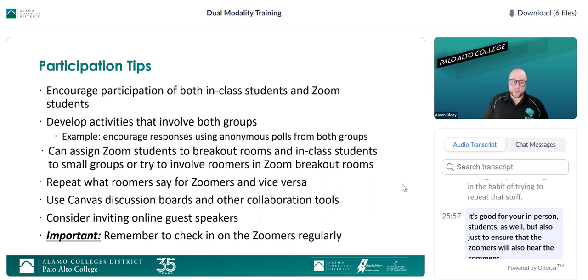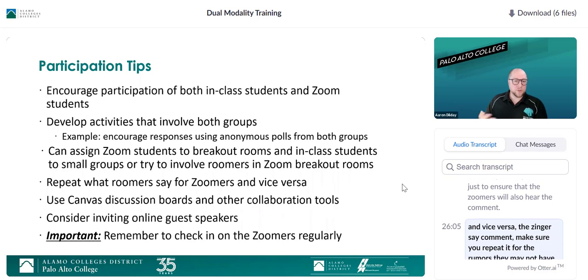It's good for your in-person students as well, but also just to ensure that the Zoomers will hear the comment. And vice versa. If the Zoomers say a comment, make sure you repeat it for the Roomers. They may not have heard it. Maybe the speaker above their head was out or something. Who knows? So just make sure that you're facilitating that communication.